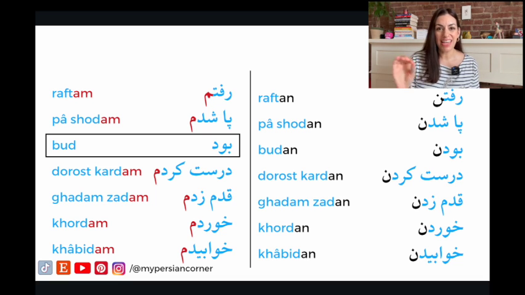We simply remove the ending from the infinitive, that an sound, and we add the ending according to the person. So raftan, we remove the nun at the end, and for I, we replace it with a mim. Raftan, raftam. I put a box around bud because you'll notice that this was for hava. Hava khub bud. The weather was nice. So the weather is it. Third person singular has no ending. It's essentially just the root.